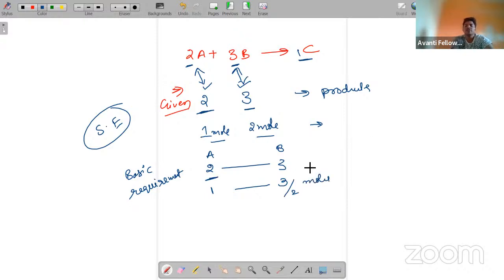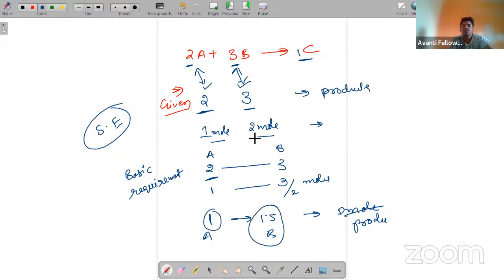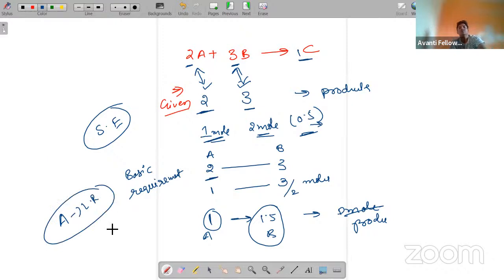So for every 1 mole of A, it requires 1.5 moles of B to get the product. That is the case. So the minimum requirement is how much? For 1 mole you require 1.5 moles, but here how much is given? Given is 1 mole of B, so we have 0.5 as shortage, so that is why we can say that A will be the limiting reagent in this case.